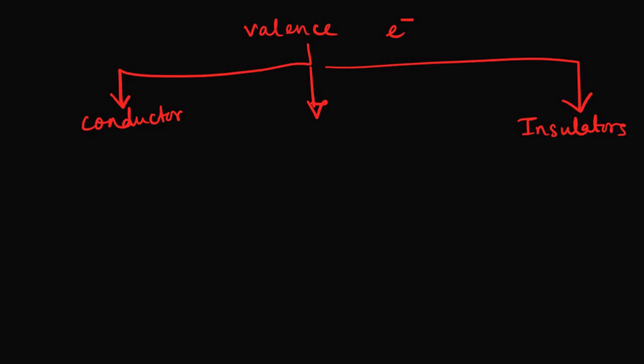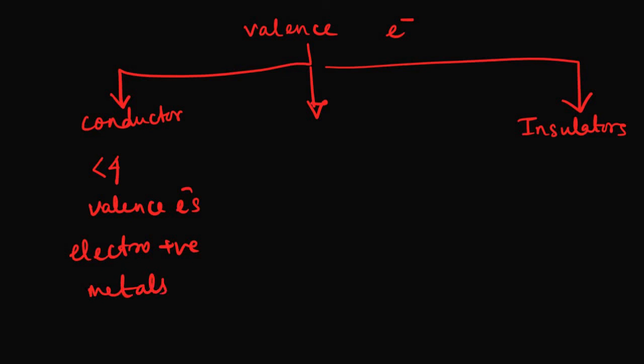Now conductors are those which have 4 or fewer than 4 valence electrons in the outermost orbit. That means they are basically electropositive or metals, and we studied it in class 8 and 9 as well. Now insulators have a valency of more than 4. In the outermost shell, the number of valence electrons is more than 4, so they don't want to conduct electricity because they are very tightly bound.